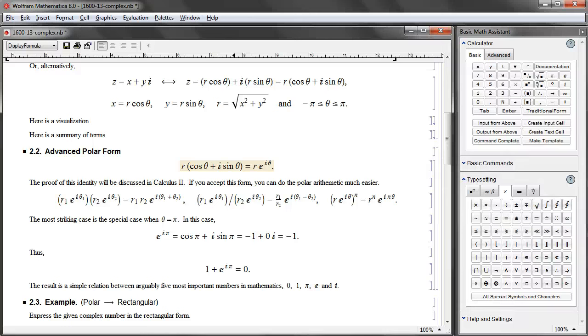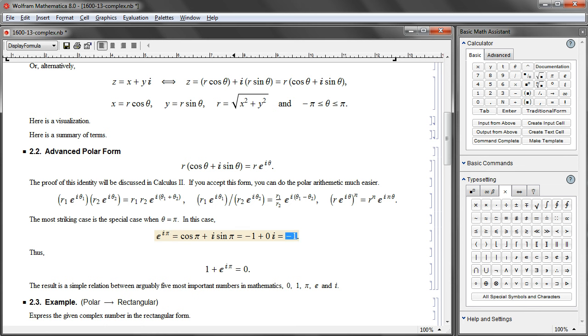By the way, the most interesting case appears when theta equals pi. When theta is equal to pi, plug in theta equals pi. What do you get? R is 1, theta equals pi, so e to the I pi is cosine of pi plus I sine of pi. But sine of pi is 0, isn't it? So the I sine of pi part is 0, so that drops out. Cosine of pi is negative 1. So e to the I pi is equal to negative 1.